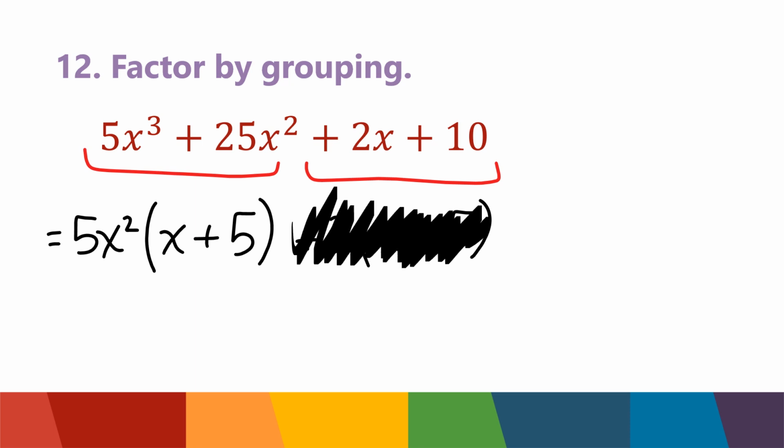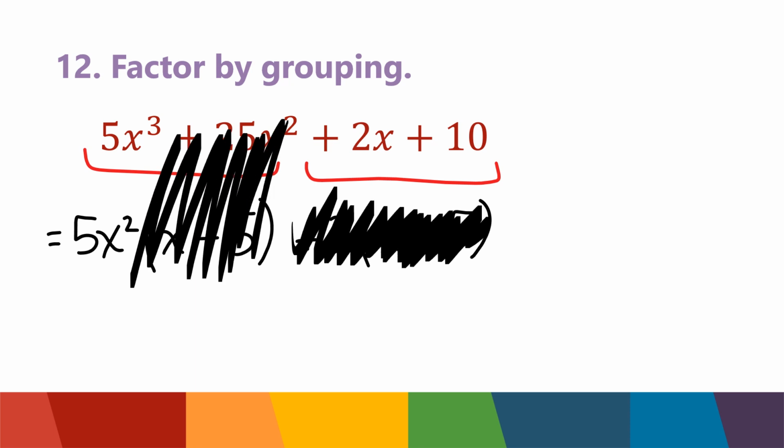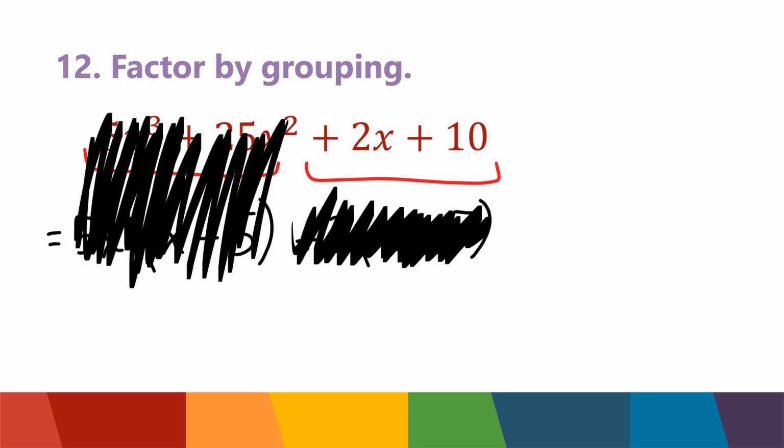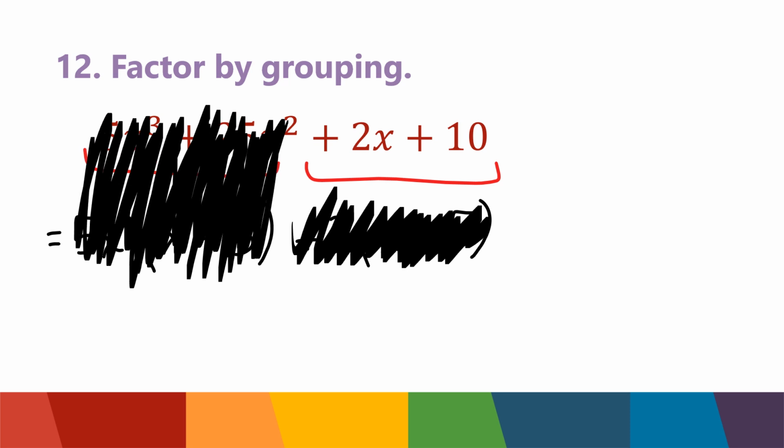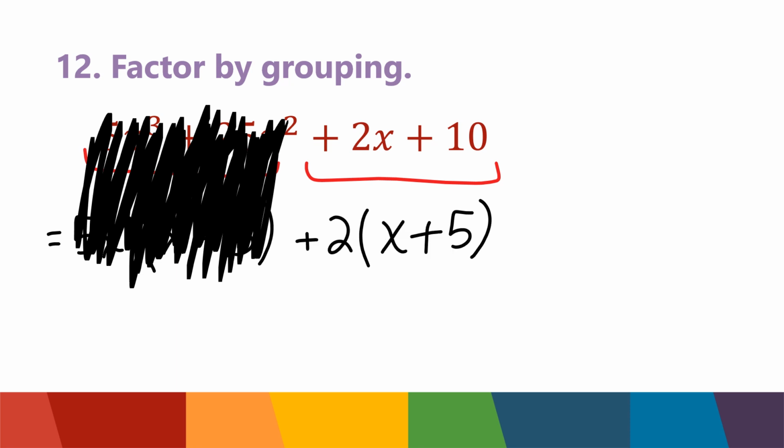factor out the greatest common factor from the second pair. Right, so now we're doing the opposite. We are ignoring that first chunk of information, so we're just looking at the second group. Right, 2x plus 10. What do these two terms have in common? What is their common factor? They both have a factor of 2, right? So you're going to pull out a 2.